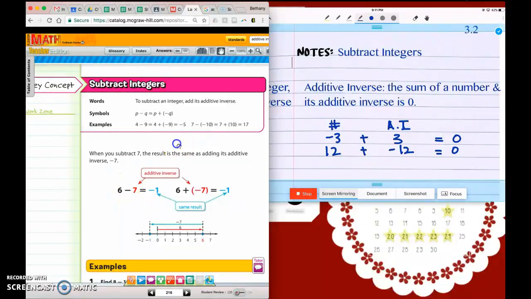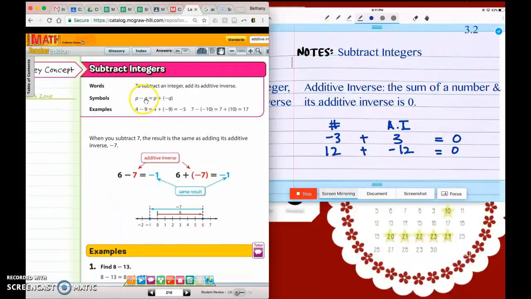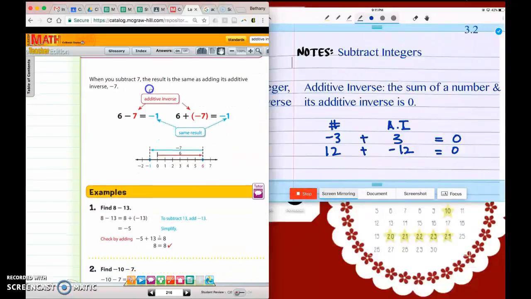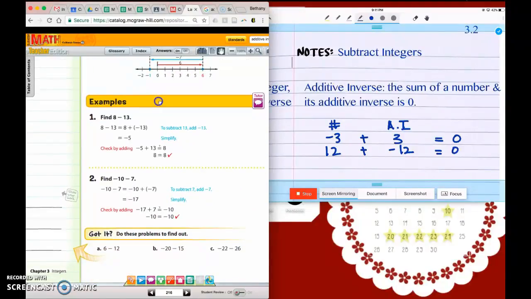All right, so for the first example, they have the symbols: p minus q is the same thing as p plus a negative q. Subtracting any number is the same thing as adding its additive inverse, so adding its opposite. We've learned adding integers already. It says when you subtract 7, the result is the same as adding its additive inverse, -7. So 6 minus 7 will get us to -1, and 6 plus -7 will also get us to -1. It's the same thing.